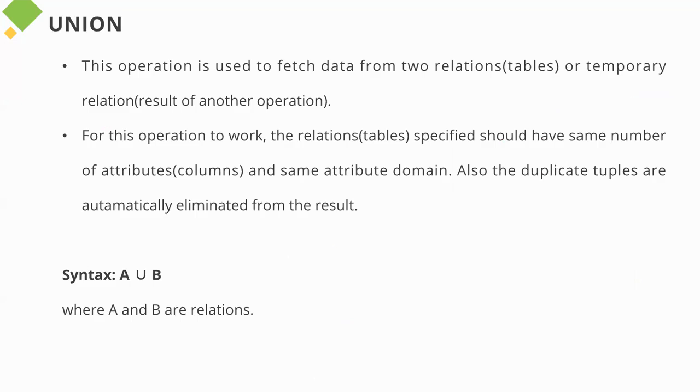But to perform all the set operations, union, intersect, Cartesian product, on two different tables, they should have the same number of attributes and the same attribute domains. What is the syntax? The syntax is very simple: A union B, where A and B are the two relations.